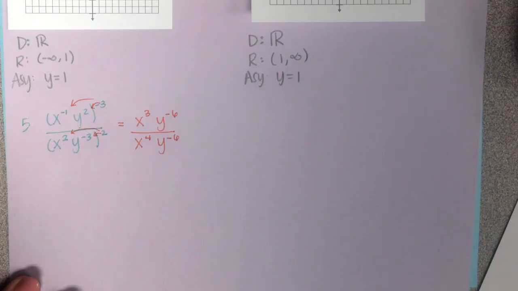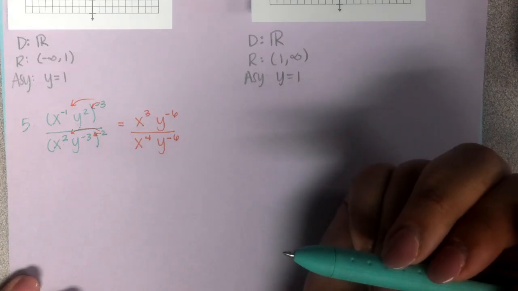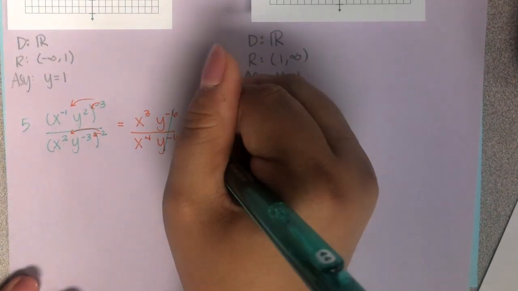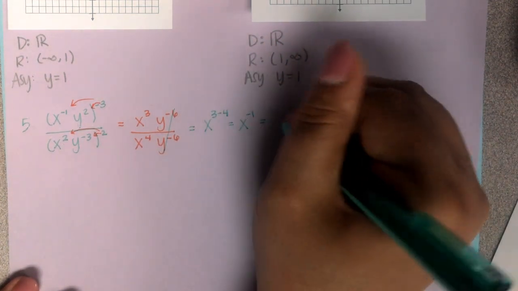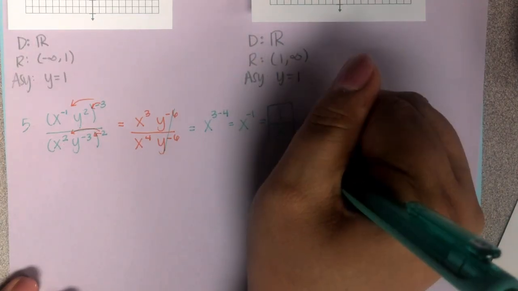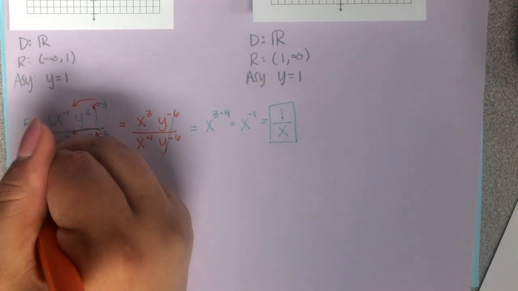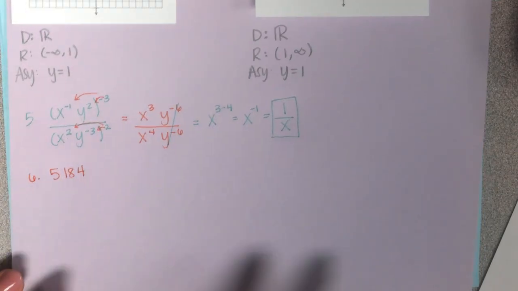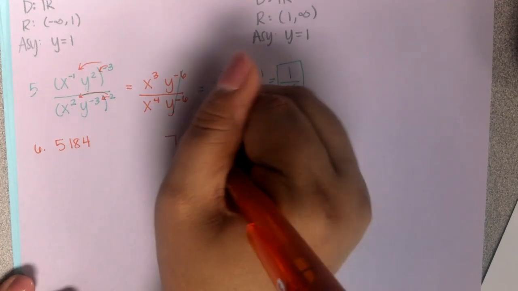Okay. Now what should we do? The y's cancel. They're exactly the same. What am I going to do with the x's? What is 3 minus 4? Negative 1, which means I am at 1 over x. Does that make sense? Since you did not ask me to do them, there is a key online worked out you can look at, but the answer to number 6 is 5,184. The answer to number 7 is 1/9.